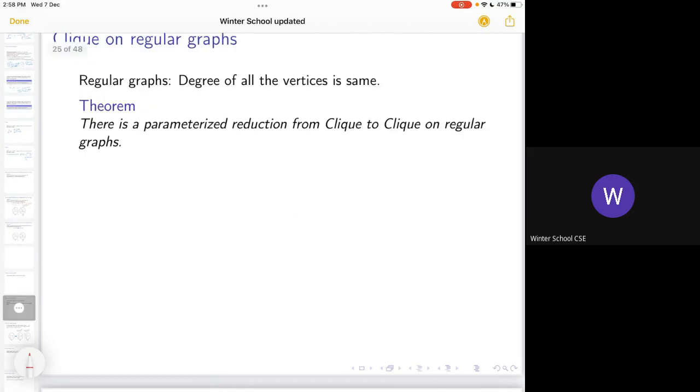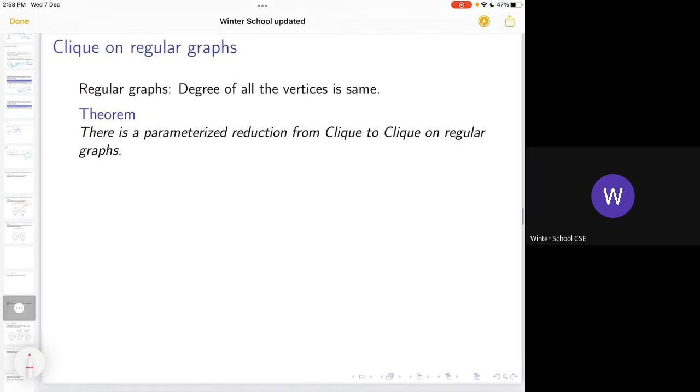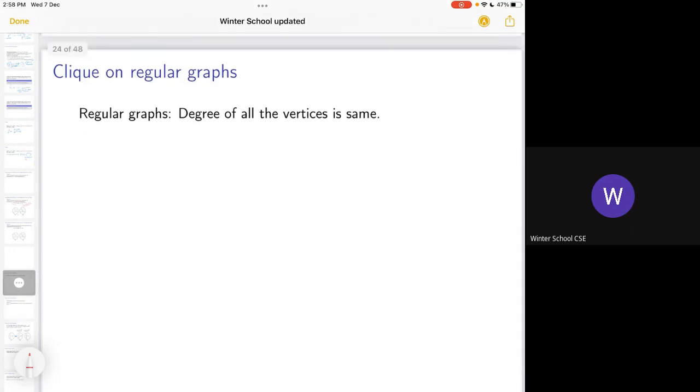So we have shown that clique is hard. We cannot solve the clique problem in FPT running time. But what if we restrict our graph class to something known as regular graphs? What is a regular graph? All the vertices have the same degree. For example, this is a 2-regular graph. Every vertex has degree 2.